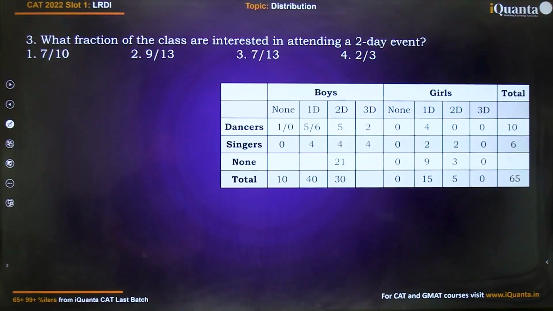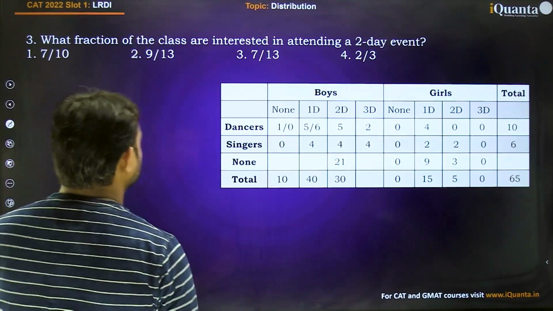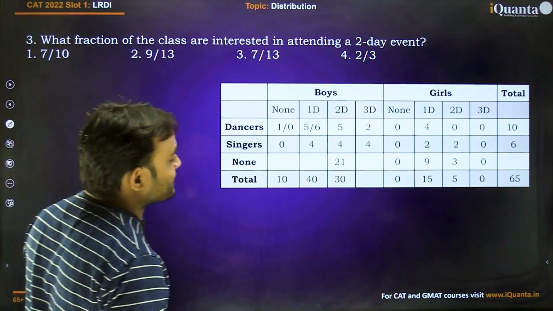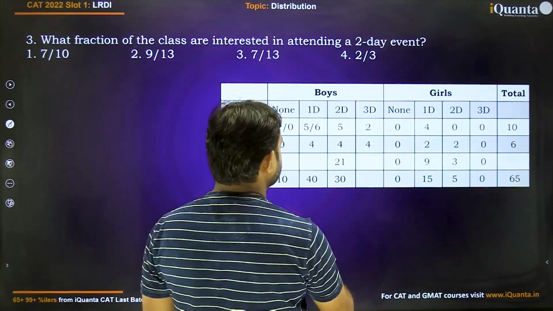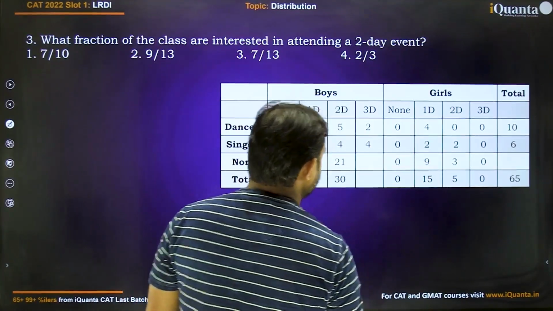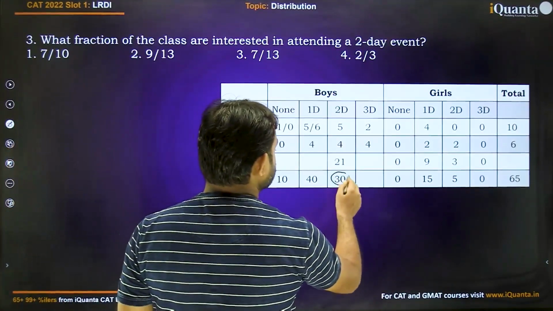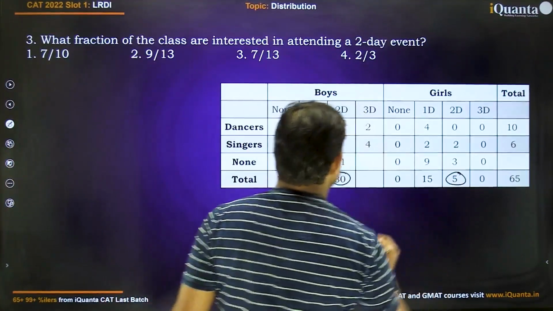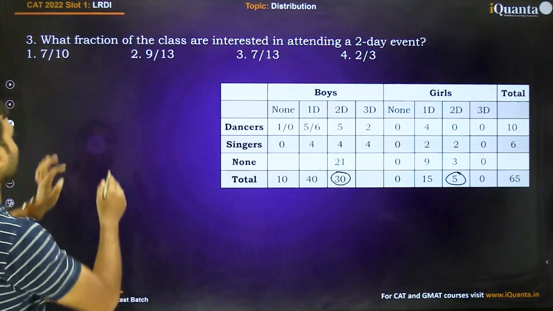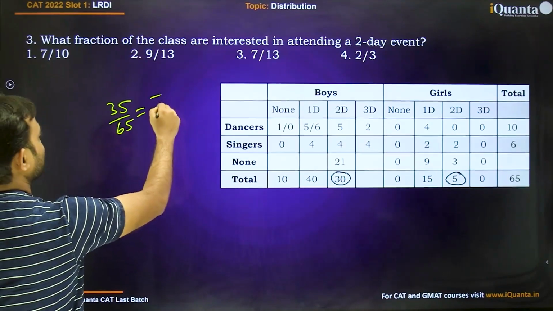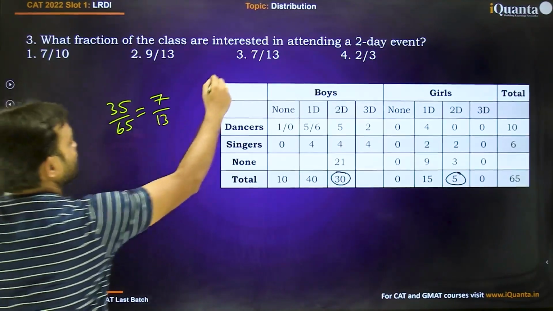Third question, it says, what fraction of the class is interested in attending a 2-day event? So the total number of students in this class will be 50 plus 15, which is 65, and the number of students who are interested in the 2-day event is 30 plus 5, 35. So the required value will be 35 upon 65, which is equal to 7/13. So the third option is correct.